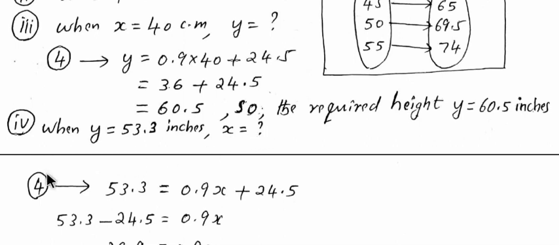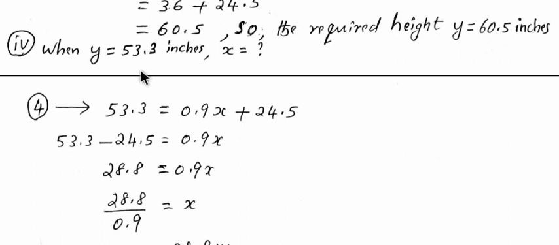Therefore, we can write in the fourth question, when y is equal to 53.3 inches, what's the value of x? Here again take equation number 4, then substitute the value of y. What is equation number 4? Y is equal to 0.9x plus 24.5. Therefore, we can substitute: y is equal to 53.3 is equal to 0.9x plus 24.5. Then simplify. Here 24.5 becomes minus when it comes to the left side. Here 0.9x is there. Then simplify. Here we can subtract. Subtracting, we get 28.8 is equal to 0.9x.